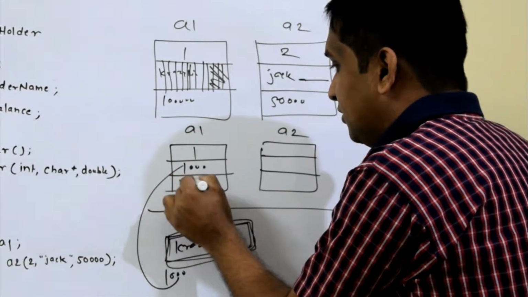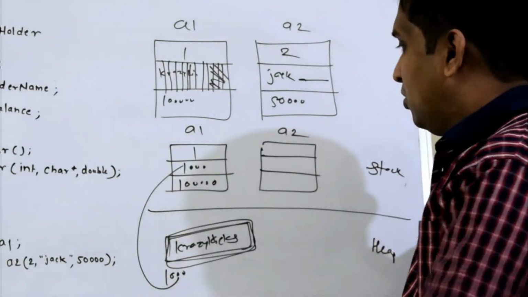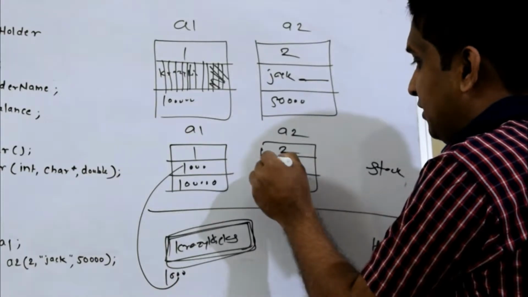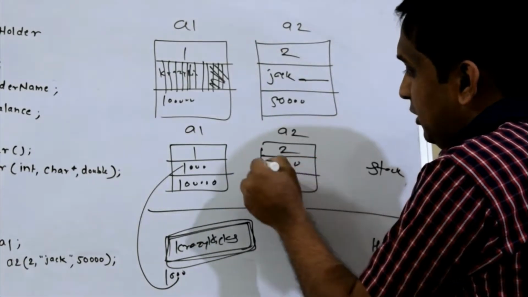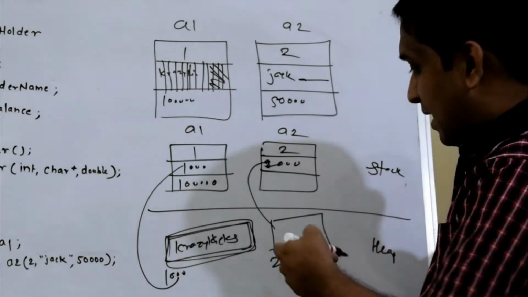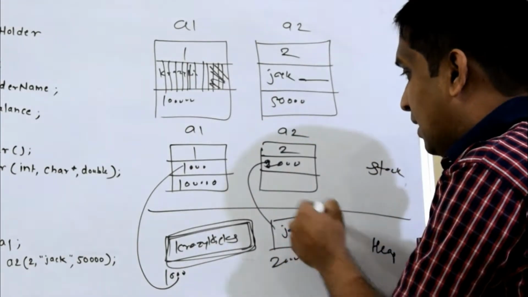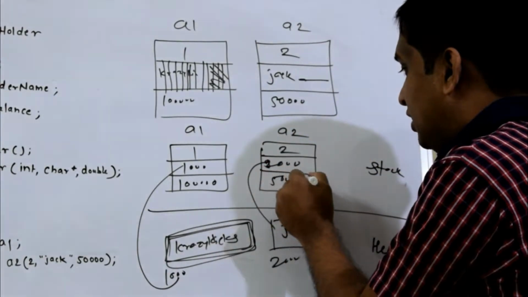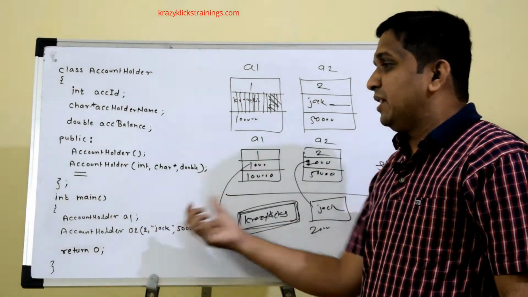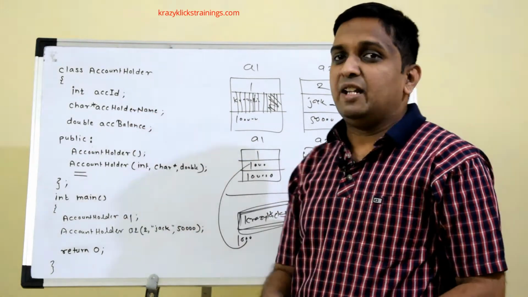And balance is 1 lakh, that is okay. For the A2 object, 2 is the account ID, then the name is stored onto the block which is on the heap and the address of that block is stored over here, say 2000, and here there is some value which is 50,000.